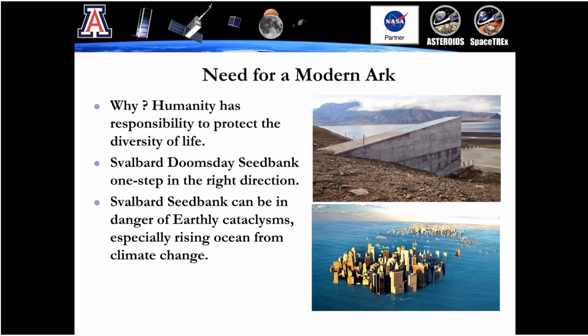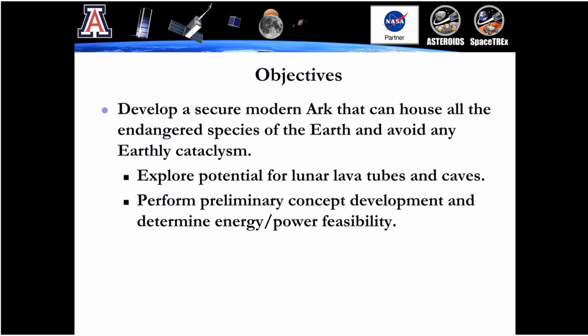And thus we need a modern ark that is safe and away from all the possible Earth's cataclysms. For this reason, we want to develop a secure modern ark that can house all the endangered species of the Earth and avoid any earthly cataclysm. And so we wanted to explore the potential for lunar lava tubes and caves to fit this potential need. And we want to look at and perform preliminary concept development and determine energy and power feasibility for this concept.